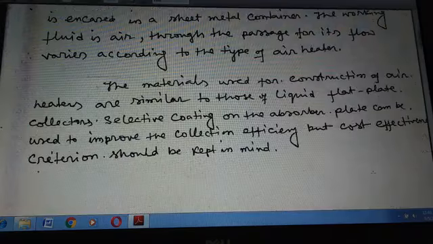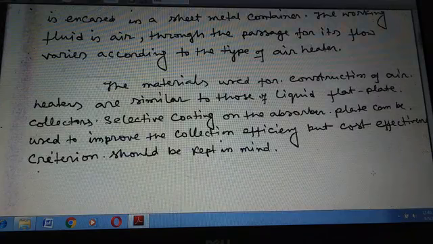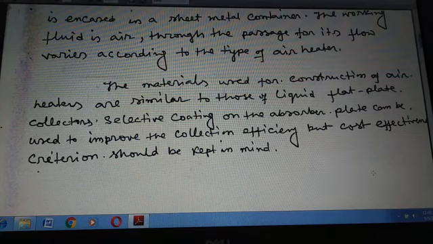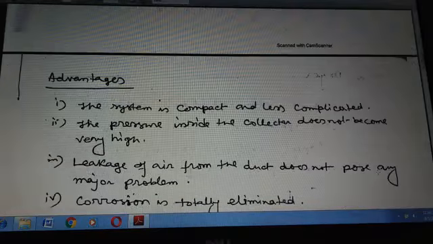Now, the materials used for air heating are similar to those of liquid flat plate collectors. A selective coating on the absorber plate can be used to improve the collection efficiency, but cost effectiveness should be kept in mind. So these are the factors.